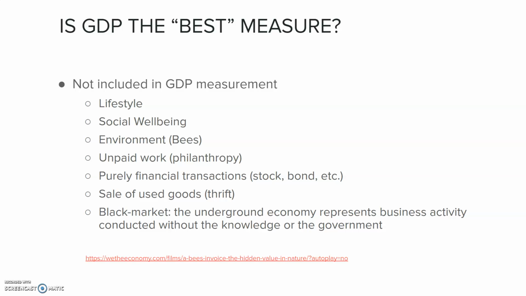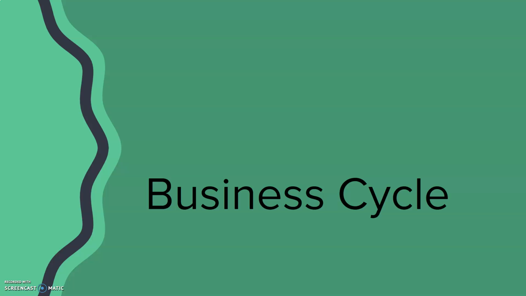It doesn't include the sale of used goods, so thrift type goods, which can be trending, and you may actually be healthier or wealthier as an economy than you thought because you're not calculating those. And then it also doesn't include the black market or this underground economy that represents a variety of business activity that's being conducted without the knowledge of the government. So a lot missing here when we really think about GDP and using it as a major economic indicator.